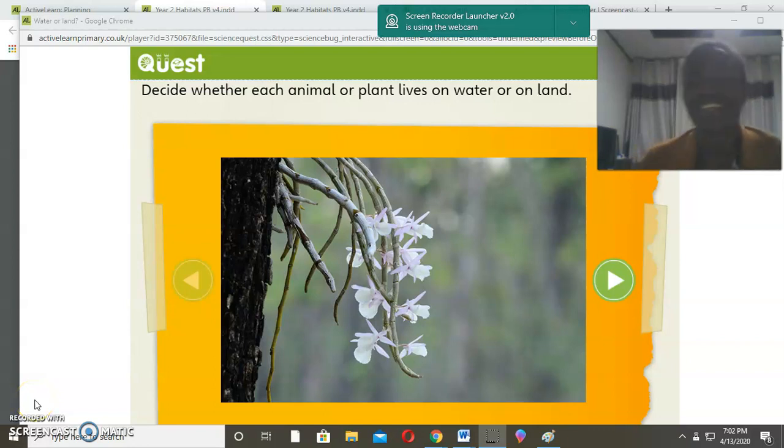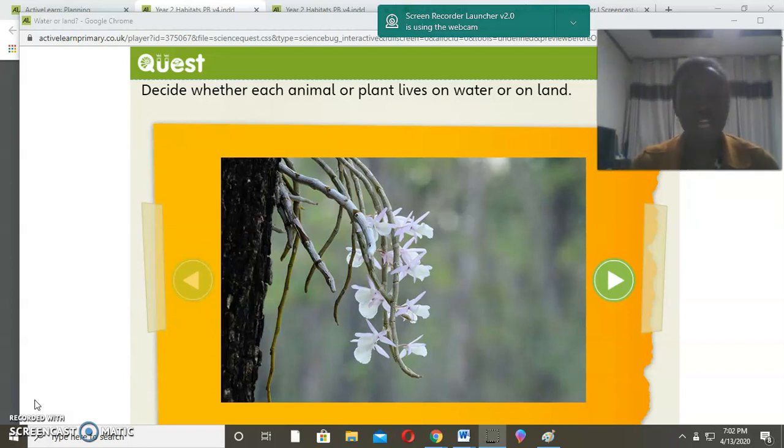Hi students, now let's turn to our science lesson. Today we are going to look at habitat. Remember we've been looking at habitat the whole of this week, so we are going to look at microhabitat. Before we start, let's try to jog our mind.